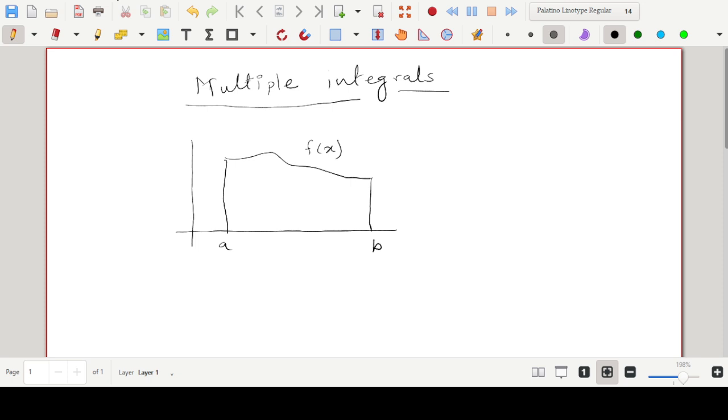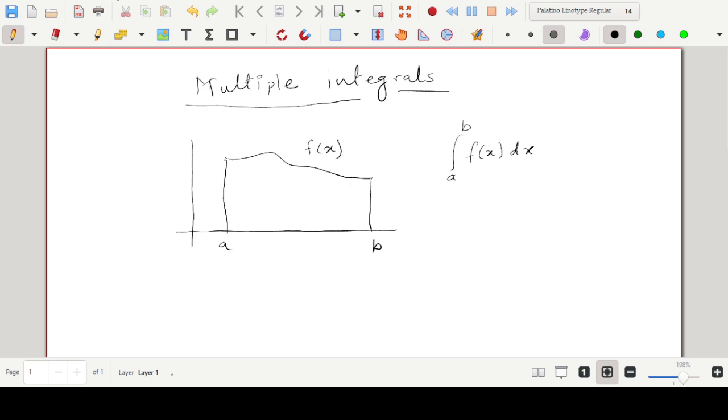Now we want to integrate the function f of x with respect to x. So basically what we want to do, geometrically, what this means is that we want to find the area under this curve f of x that lies between a and b. So this is denoted as integral of f of x dx from a to b. Now, that is the geometrical meaning of this.